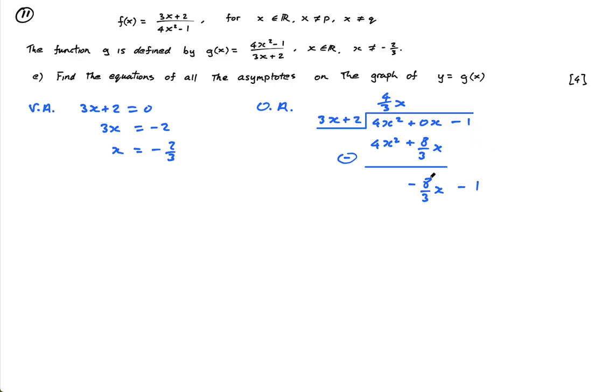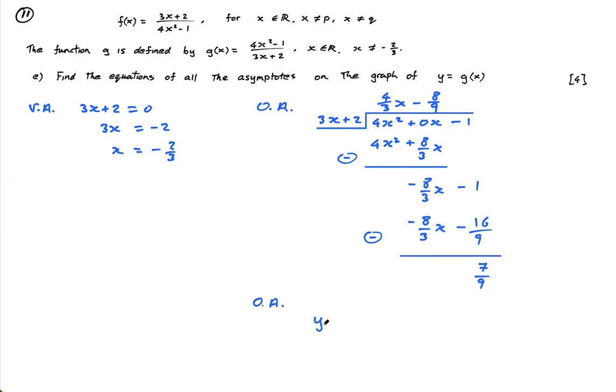Now I do 3x into minus 8 over 3x. Well, that's going to be minus 8 over 9. Just minus 8 over 9. Then minus 8 over 9 times 3x is minus 8 over 3x. And minus 8 over 9 times 2 is minus 16 over 9. And then I do another line here, subtract these, that becomes 0, and I'm left with 7 over 9.